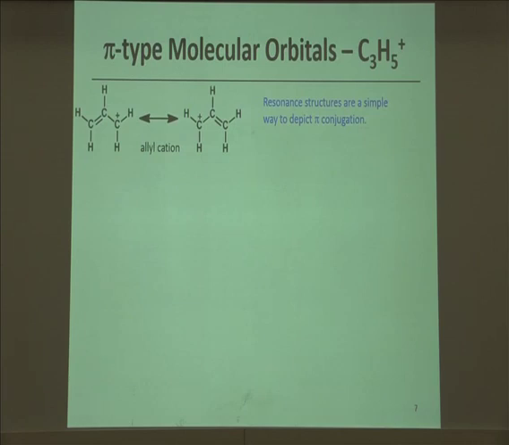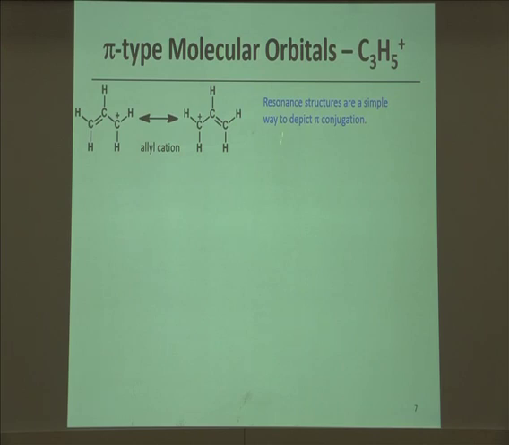I want to start applying these same concepts to some slightly more complicated systems. The first one we're going to look at is the allyl cation, or a C3H5 plus ion. This is a pretty stable and typical ion that gets talked about in introductory organic chemistry. You can see that there are two resonance structures here depicting the delocalization of charge and the delocalization of the pi bond in the allyl cation.